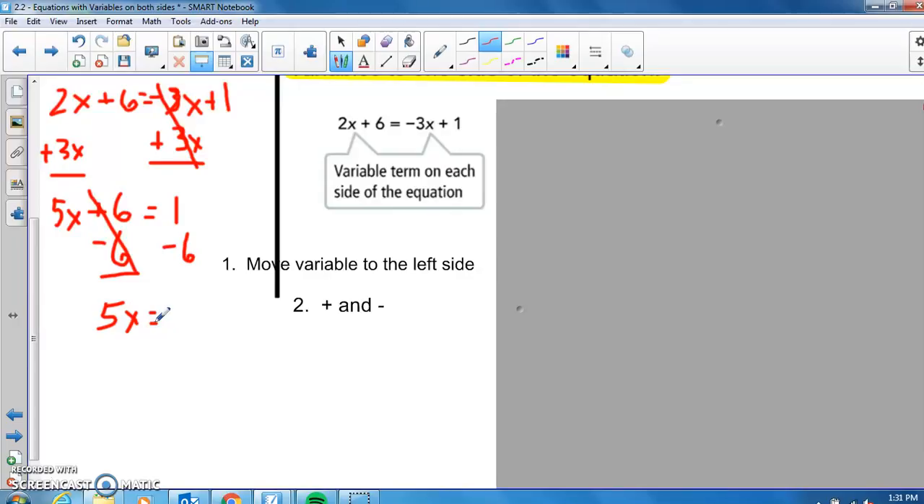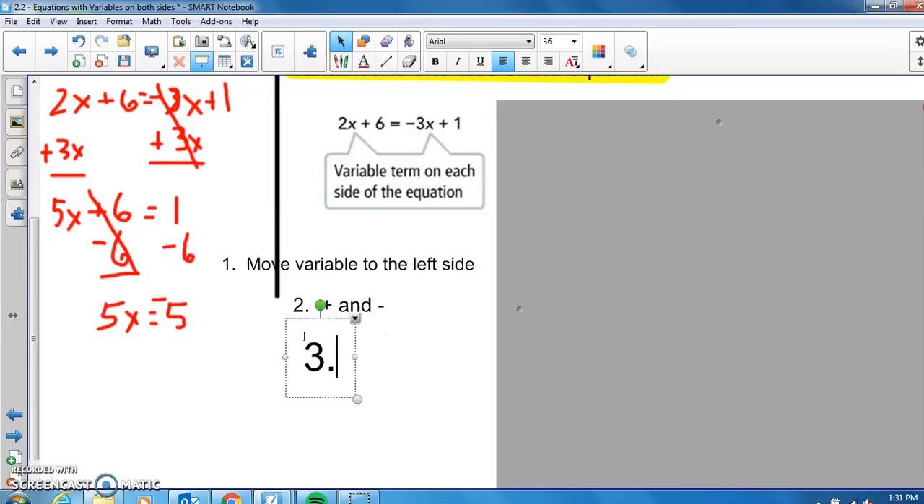1 minus 6, that's a positive 1 and a negative 6. Different signs means we subtract. 6 minus 1 is 5. Take the sign of the bigger number. The 6 is bigger, so that means my answer is negative 5. All right, second step is to add and subtract. Now we go to the third step.